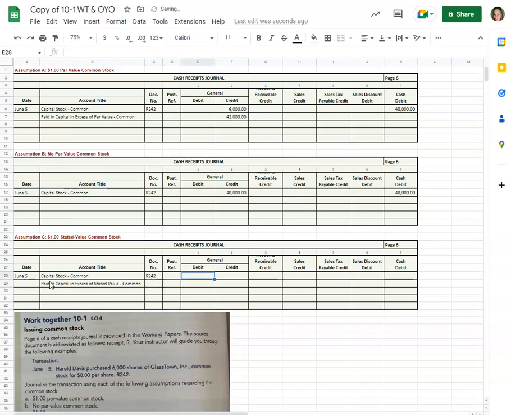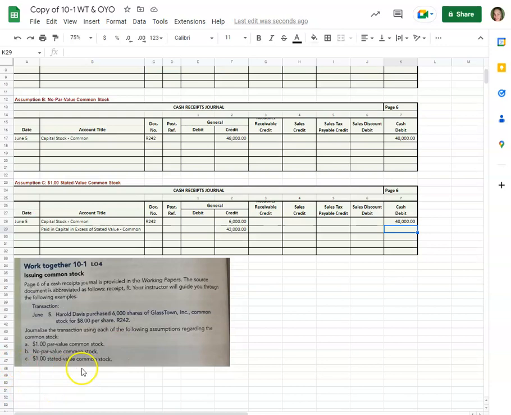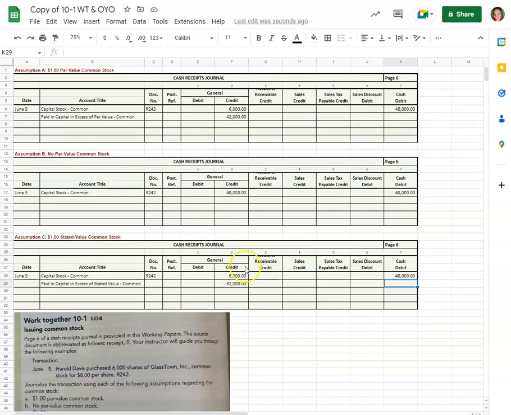We're just going to do it a different way this time. And then it's going to be the same as before. If your stated value is $1, there will be 6,000 on that capital stock common, and then there'll be 42,000 on your in excess, because that will get us to the $8 per share, right? So again, 48,000. These are three different assumptions for essentially the same thing. It's just distinguishing between whether it's a $1 par value, no par value, or a $1 stated value. Those were our three different options, and that's all there is to it. Pretty simple stuff, and you can do the rest on your own.